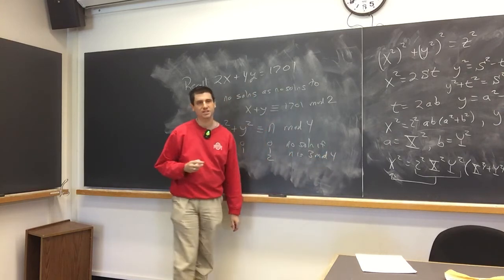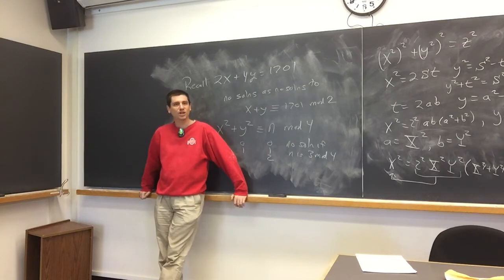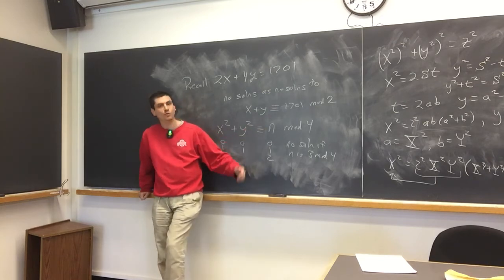So the argument I gave you last time showed 50% of numbers roughly don't work. This shows only 25% of the numbers don't work. But it's a nice technique. It's a nice complement. When I look at this equation mod 4, we can see that numbers of this form clearly can't work.